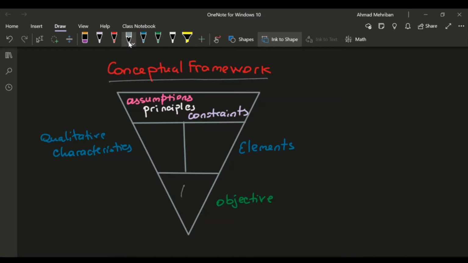So part one is the objective. Part two consists of two sides, the elements and the qualitative characteristics. And the third part consists of three parts, which are assumptions, principles, and constraints. So this is basically it. This is the conceptual framework. Next, we will go on to study each of those separately.